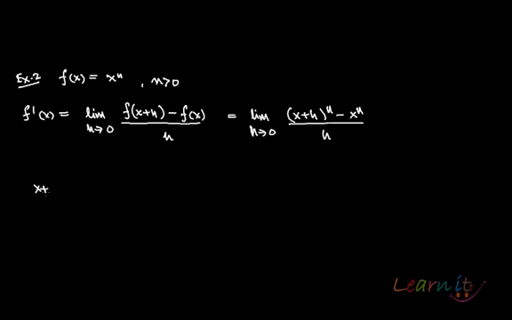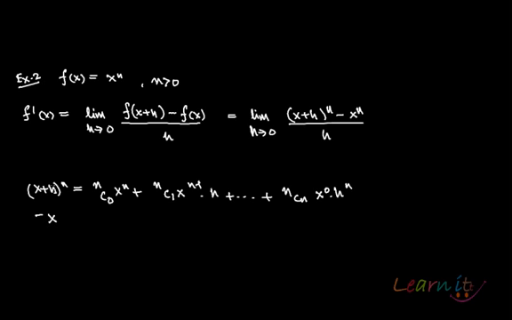By binomial theorem, you can write (x + h)^n as nC0 x^n + nC1 x^(n-1) h, and so on to nCn x^0 h^n. And in case we ask you to find out (x + h)^n minus x^n, so everything minus x^n.